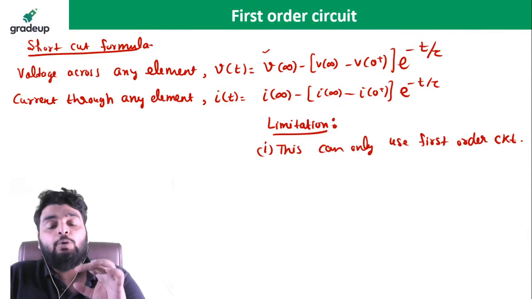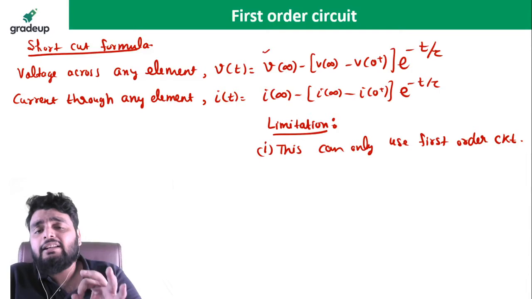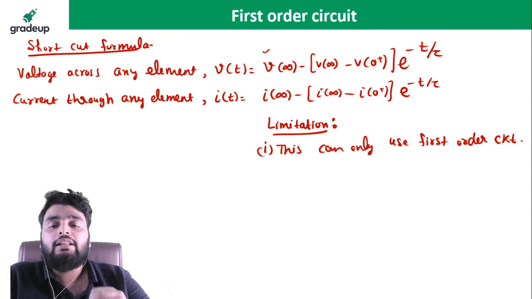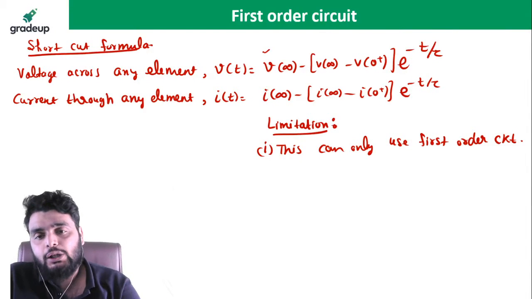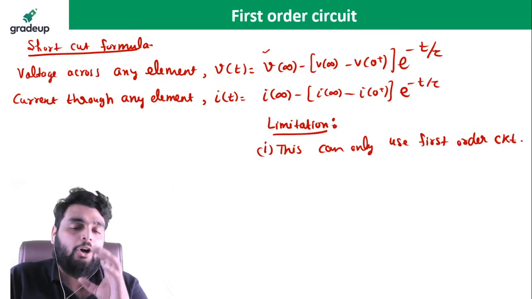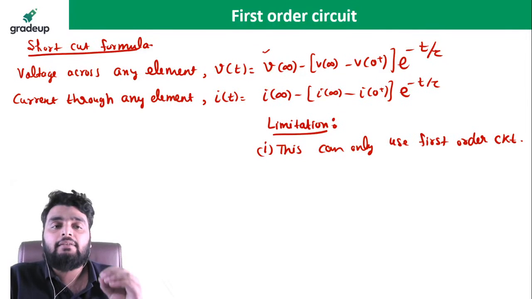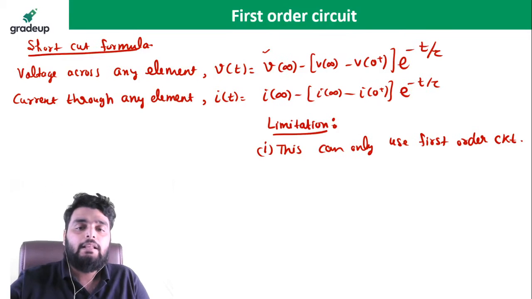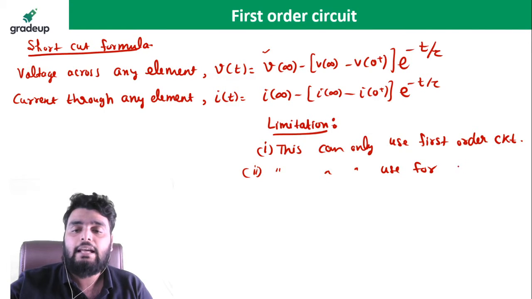But one thing is very beautiful: if you see the previous year questions of the last 30 years, only 3 times has a second order question been asked. So this is very useful for us, because most of the time, if they are asking you the voltage equation or a current equation, then you have to use the shortcut method. There will be very little chance that they will ask a voltage or current question for a second order circuit. Second limitation: this can only be used for a step signal.